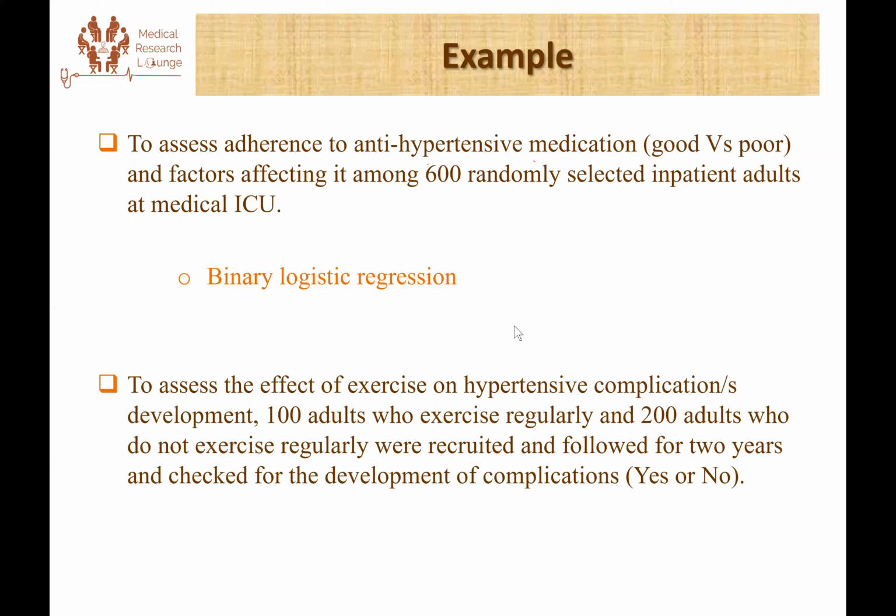Here, we wanted to see the effect of exercise on hypertensive complications. So our exposure is exercise, and we have started with the exposure, right? We have an exposed group and a non-exposed group, like 100 adults who exercise and 200 adults who do not exercise, and we followed them to see if they develop complications, right? So at the end, complication is measured as yes or no.